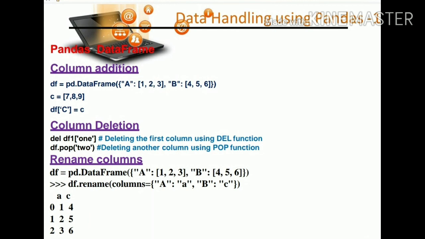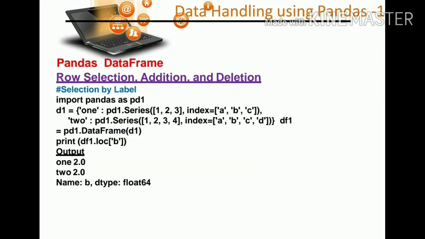Next, suppose you want to select a row, or do addition and deletion, then what will we do for that? See the example: import pandas as pd1, d1 equals 1 in curly brackets. So 1 is the name of the column and we are creating it by Series. In the first column whose heading is 1, we have 3 values 1, 2 and 3 with index a, b, c. The second column name is 2 with content 1, 2, 3, 4 and index as a, b, c, d. I hope it is clear.